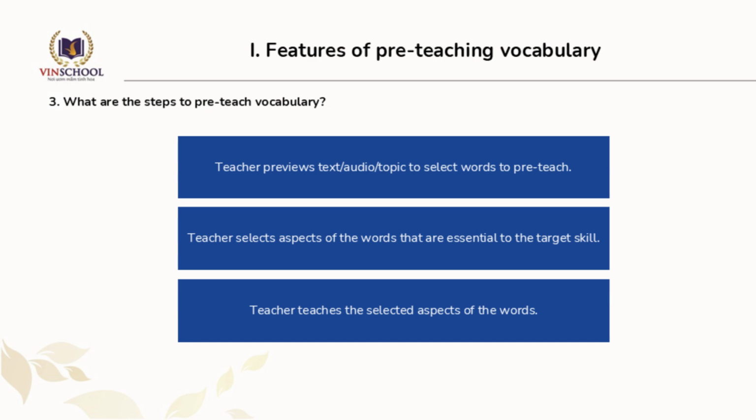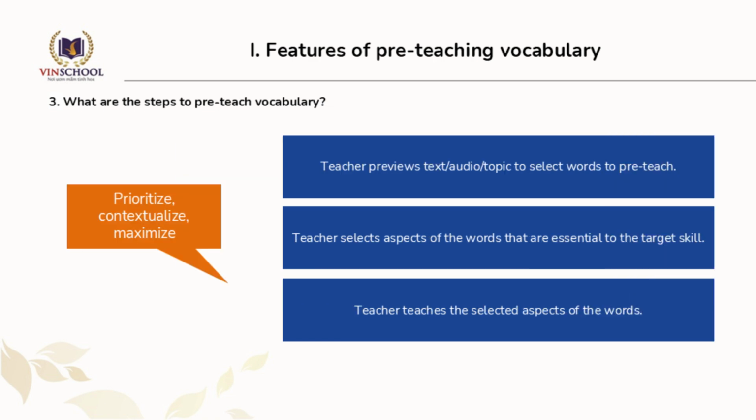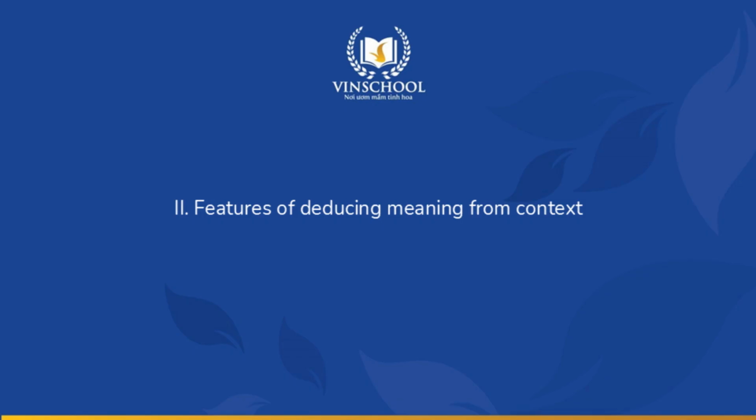Next, teachers should focus on aspects of vocabulary knowledge that align with the lesson objectives, as discussed in Video 1. Finally, during instruction, teachers should provide a student-friendly definition of each word and use it in a sentence to clarify its meaning in context. The three key words for this process are prioritize, contextualize, maximize. That's all for the first part of our video. Now let's move to part 2, features of deducing meaning from context.